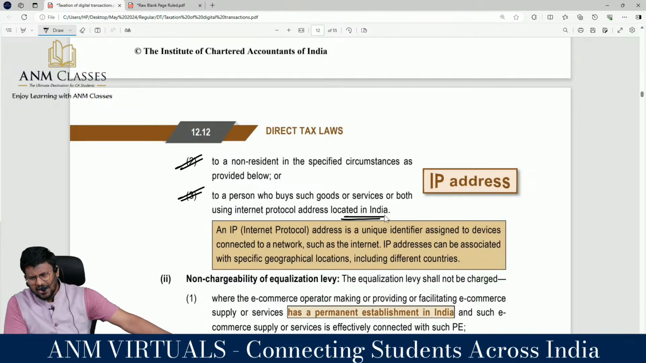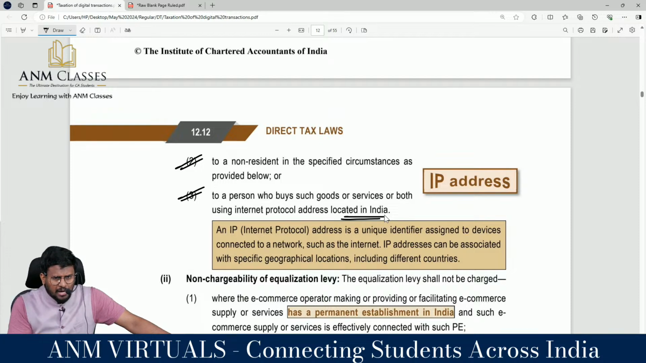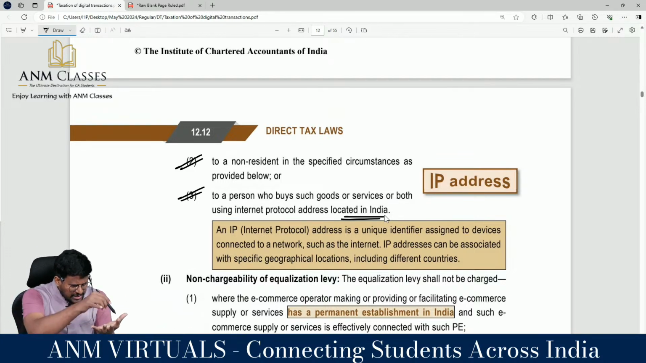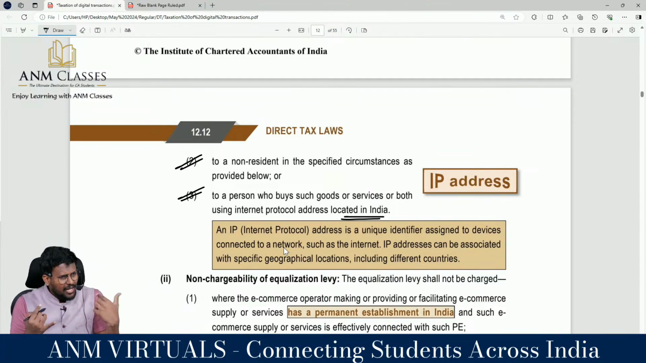That means, sir, I am an Amazon, a Flipkart, that kind of e-commerce operator. Through this e-commerce operator, you are transacting in India. I don't have a permanent establishment in India. To operate on Amazon, is there any need to have a building in India? No, sir. That means you are not having a permanent establishment in India. Correct? Yes, sir.